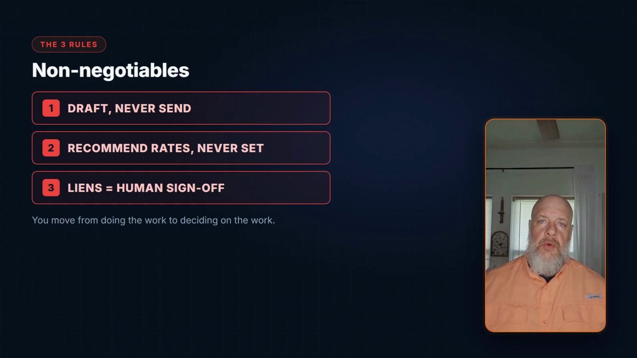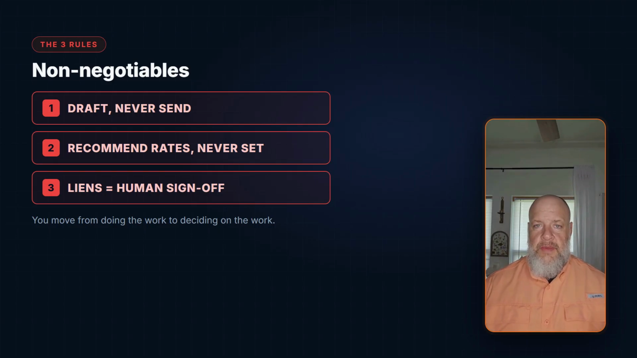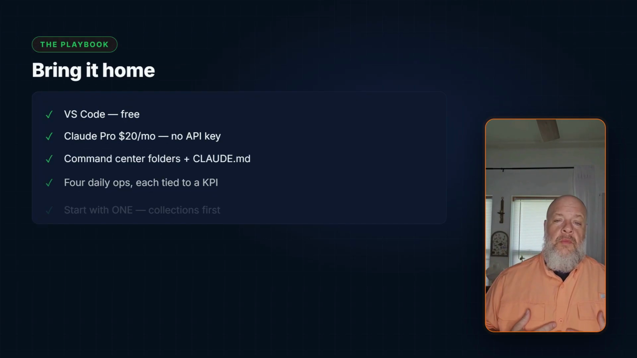Anthropic themselves ran an experiment letting Claude run a little shop on its own, and it lost money. This is not a general manager. It's the hardest working assistant manager you'll ever have, and it works for $20 a month, but you're still the operator. You move from doing the work to deciding on the work. That's the promotion. So let's bring it home.